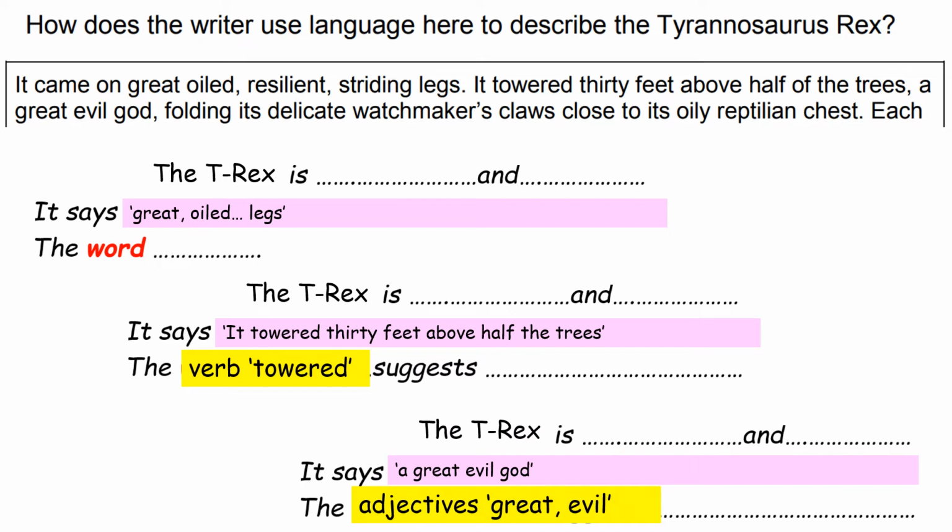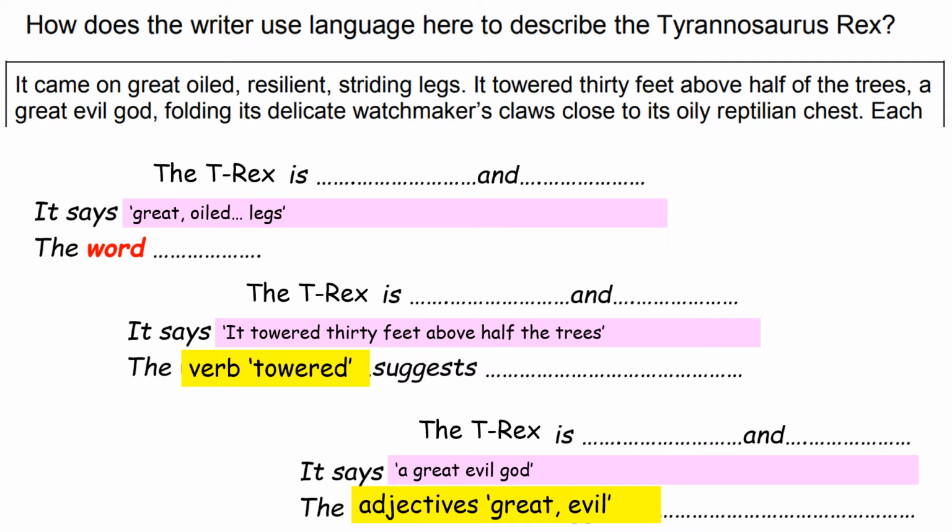And then for my final quote, I've looked at this phrase, a great evil God. And I'm going to make a point again. I'm going to say the T-Rex is a dangerous, frightening, powerful beast. It says a great evil God. And then again, I know that those two are adjectives, but I might say the phrase great evil God, or I might just say the words great and evil.